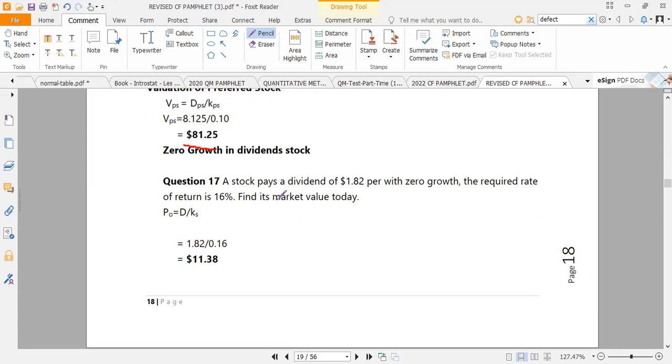Then we're also told the firm just paid 1.82 at a 0 growth rate, and the rate of return is 16%. What is the value of stock? We just divide the dividend paid. There's no growth rate. This is a common stock. It's supposed to be K minus G. Even if you put G, which is 0%, it will still remain 16. So 16 into 1.82, it's 11.38.